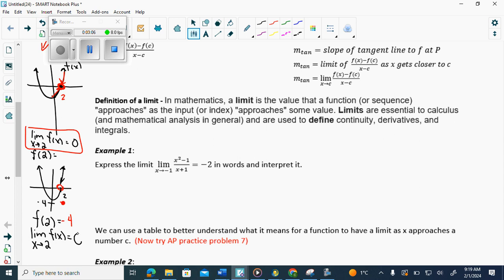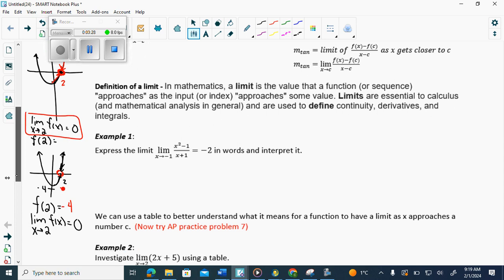Still 0. Because from the left, it's approaching 0. From the right, it's approaching 0. So the limit is not what the actual value is. The limit is what it is approaching. Now, what if from the left and the right it approached two different values? You would have a left limit, you would have a right limit, but the limit of that value wouldn't exist. Okay. So the definition of a limit, we're going to go through that in greater detail. I just wanted to give you a glimpse of what the heck it could possibly be.